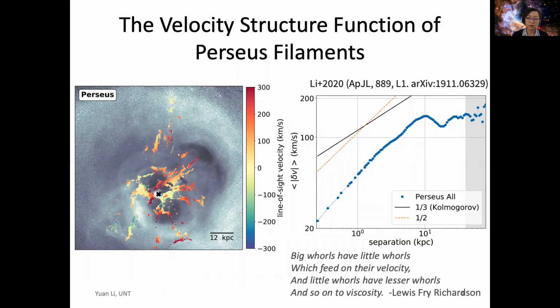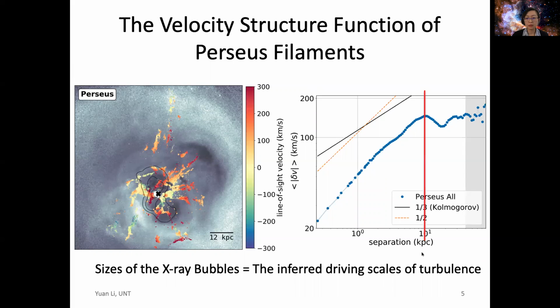The velocity structure function also reveals where the energy cascade starts, or the scale at which the energy is injected into the system. And this scale, at about 10 kiloparsec, happens to be the size of these X-ray bubbles highlighted with the radio contours on the left-hand side. So are we seeing turbulence driven by the supermassive black hole?